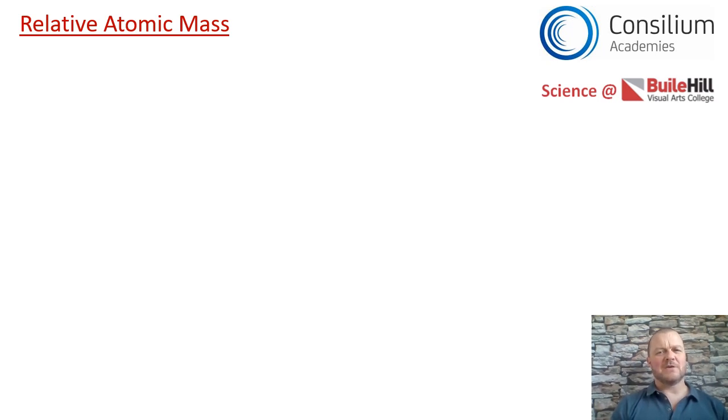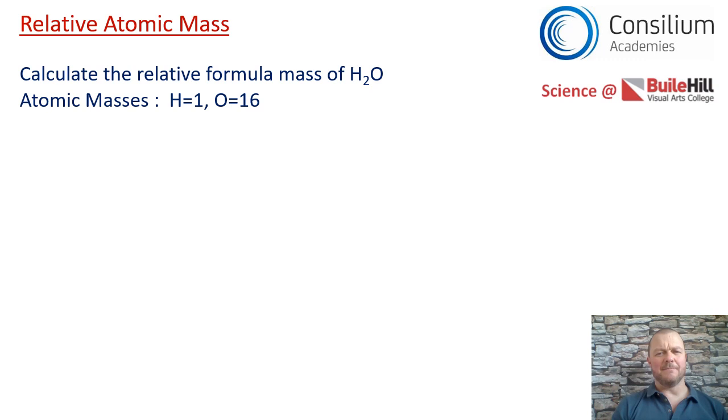So let's have a look at the question as it would appear on the GCSE exam. The question says, calculate the relative formula mass of H2O. And underneath that, it would always tell you the atomic masses of the elements involved. So on this occasion, H equals 1, O equals 16. My advice would be to write the name of the compound down again, like so. And I would then use arrows to not lose track of my working out.